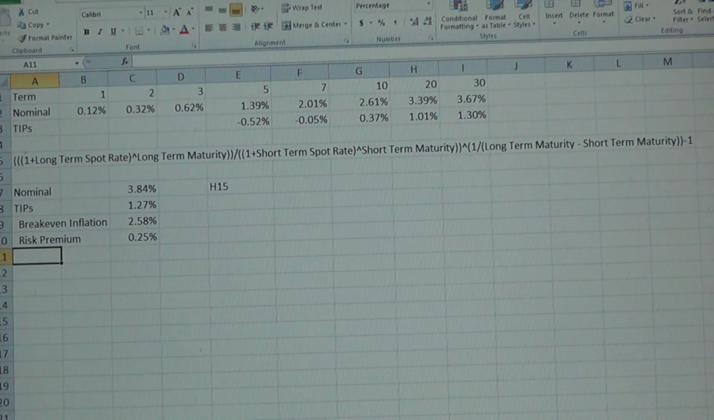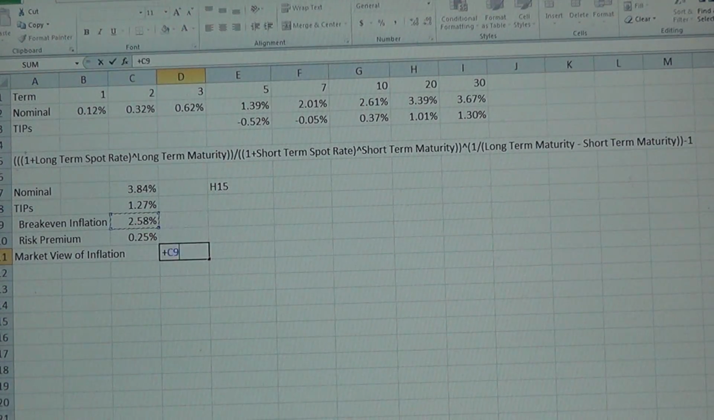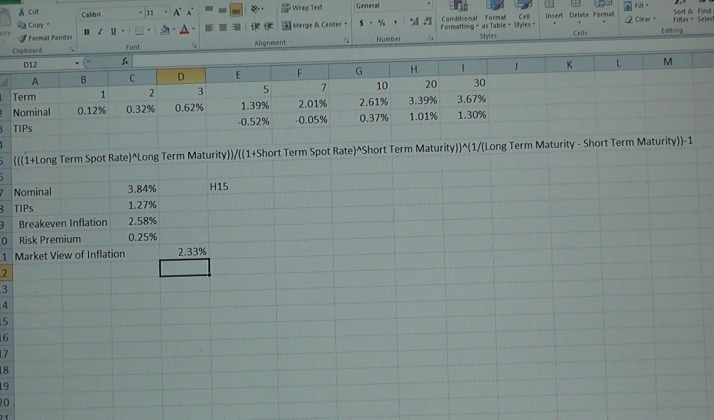So your true market view of inflation would be the break-even inflation minus the risk premium, whatever risk premium you decide to go with. So he would show a market forecast for inflation of about 2.33%. Remember that the Federal Reserve says they're targeting inflation around 2 to 2.5%. So that has helped keep the inflation forecast, or the view of the bond market of inflation, around that level.